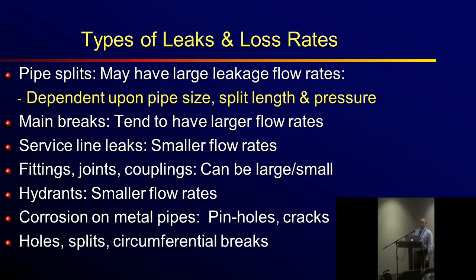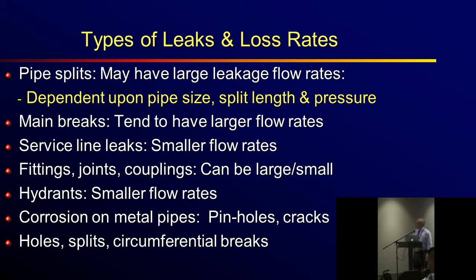Main breaks tend to have larger flow rates. So on metal pipe or AC pipe, most of the time you have a circumferential break, and depending upon the pressure and how long it's run and how open the fissure is, you can have a significant amount of water loss by way of flow rate as well as overall volume. I'll talk about that in a moment. Service line leaks tend to have smaller flow rates, but the counterpoint of that is they tend to run a long time. So the volume of water loss tends to be quite large. That's a theme that you'll hear a little bit later this morning.